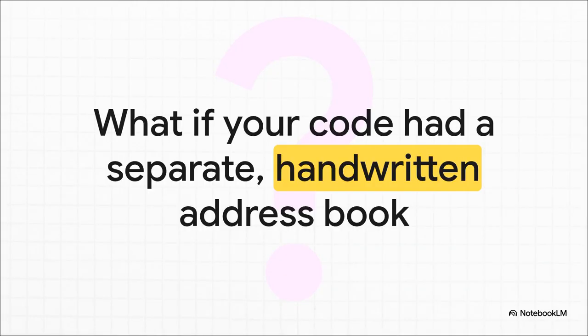Okay, so to really get our heads around this, let's start with an analogy. Imagine your code, your program, is this perfectly organized, super efficient office. Everything's in its right place. But to connect that office to the outside world, to make a phone call, to send a letter, you have to use this old, separate, handwritten address book. Now, what happens if you move a department? Well, you have to remember to go find that one book and manually scribble out the old address and write in the new one. Sounds kind of fragile, right? Easy to forget? Well, that is exactly what developers were dealing with.